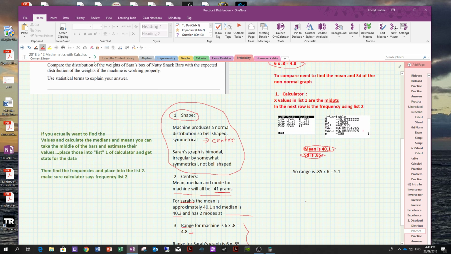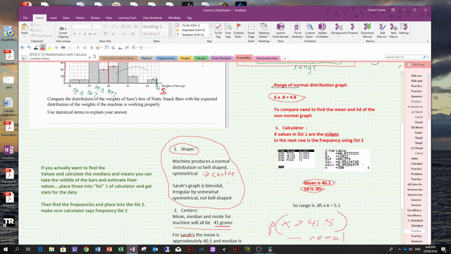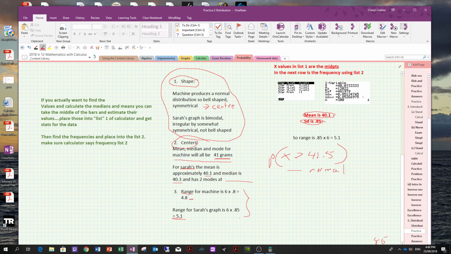Now, if you feel like you don't have enough, now that you've got the mean and the standard deviation for both sets of data, you could make a statement: what's the probability that x is greater than 41.5? If you want to do another comparison, you could do that for the normal graph. You could work it out, and now that you have mean and standard deviation for Sarah's graph, you could roughly figure out what that would be from her graph. But this would be enough. Shape, center, spread, right? Which is your range and your standard deviation.